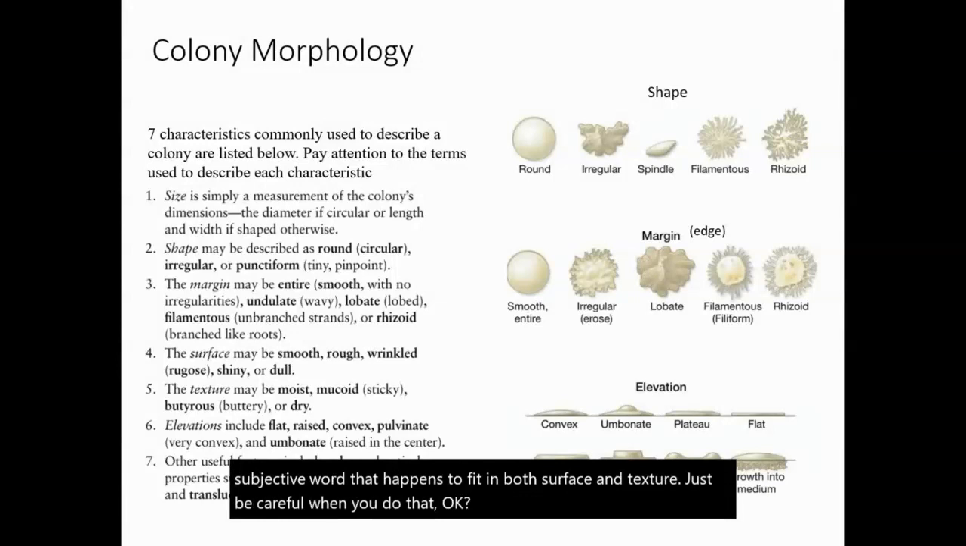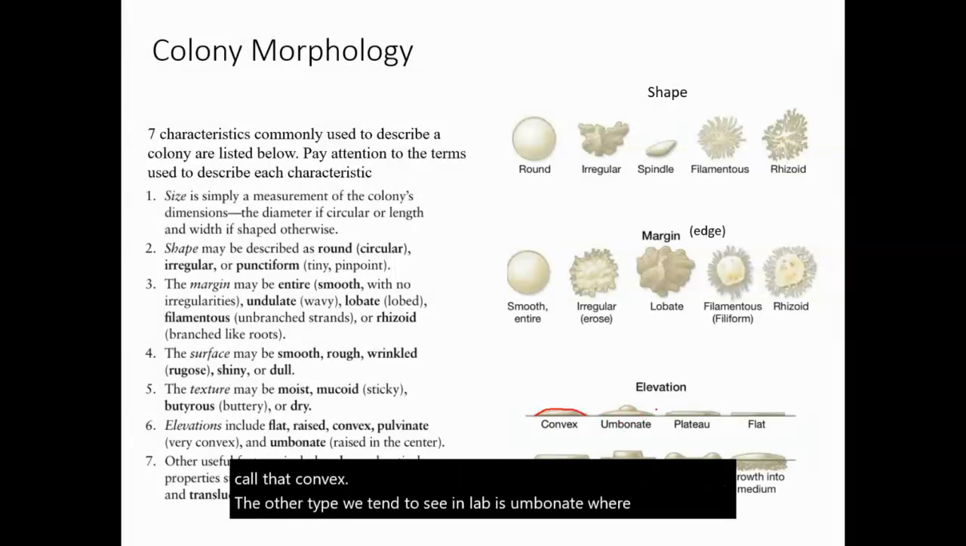All right, elevation. For elevation, this is where you're looking at how the colony grows up off of the plate. So if you are in lab, I would tell you to hold the plate up at eye level and describe how the colony is formed. The vast majority of the colonies are convex. They're like a little dome. Right here, they come up and off the agar like a semicircle, like a dome. We call that convex. The other type we tend to see in lab is umbonate, where they look like a fried egg.